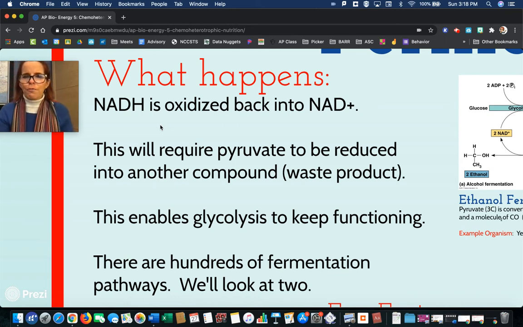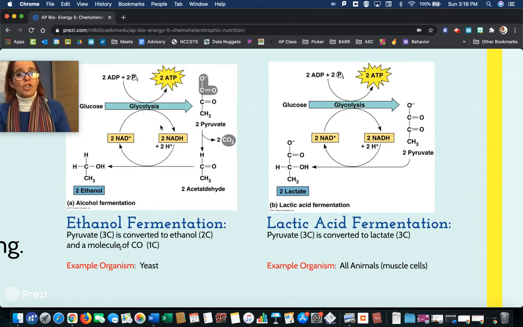There are hundreds of fermentation pathways. We're going to look at the 2 most famous ones. So the first one is ethanol fermentation. This is where we get our alcoholic beverages from when we make ethanol. This is what yeast does. This is how yeast that you use in your bread makes its ATP.